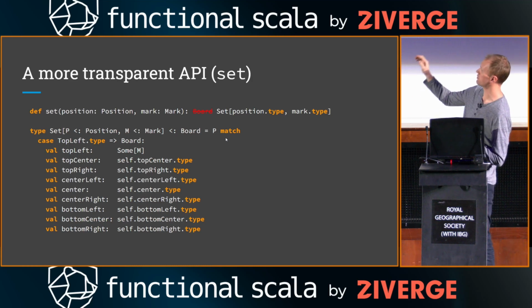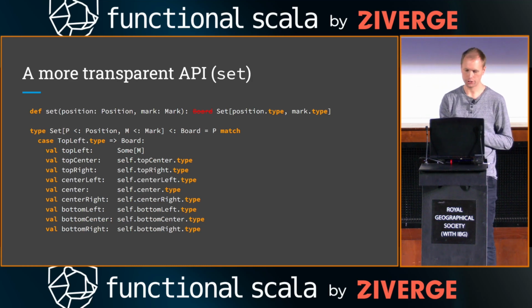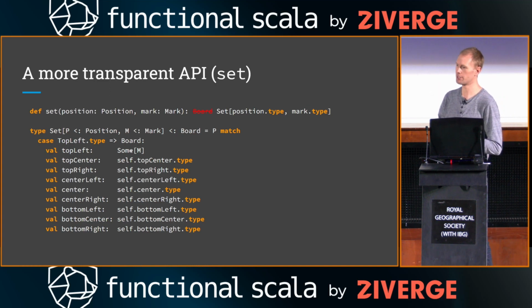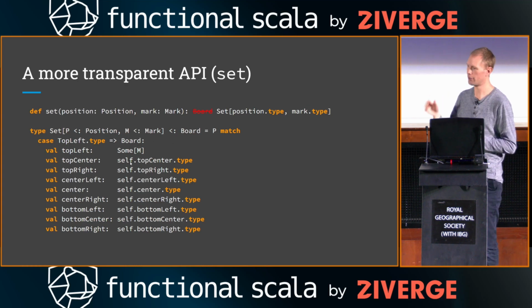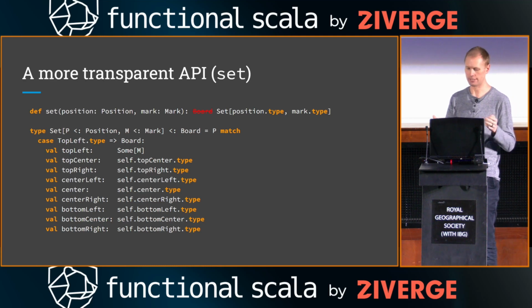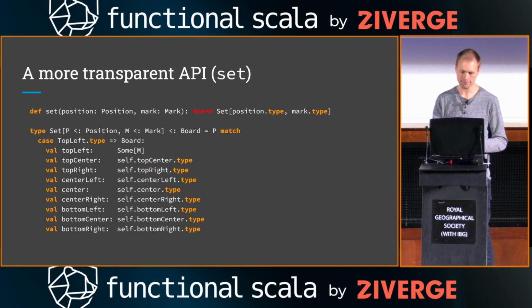And so in the case of top left, we can say we're going to return a board, but we can refine that type and say in that board, the top left is now going to be a sum of M, the sum of that mark. So it's not just an option, it's a sum of that exact mark. And so we now know that we have a mark there, and then all of the other positions we just carry through from our current board state, and those are going to be the same types that they are in our current board. And then that's just for top left, so let's go ahead and do it for the rest.